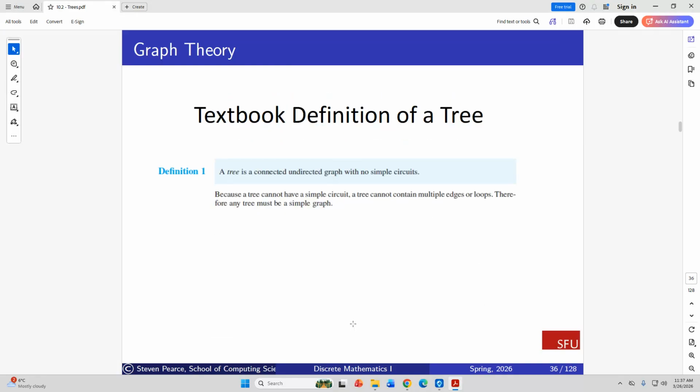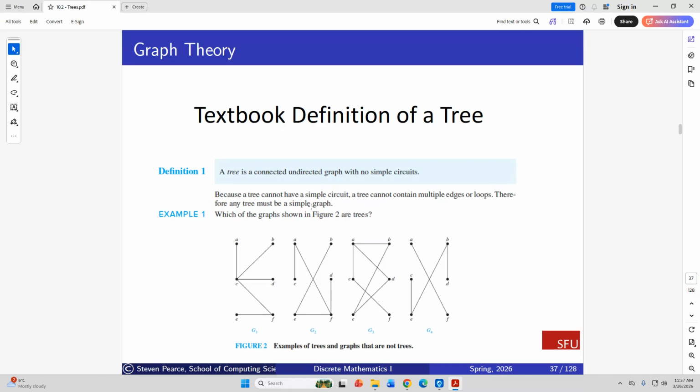So a tree is a connected, undirected graph with no simple circuits. A tree is connected, you can get to any node, undirected, so you can go both ways, with no simple circuits. Because a tree cannot have a simple circuit, a tree cannot contain multiple edges or loops. Therefore, any tree must be a simple graph. Bingo. Don't forget that. So what do we have here?